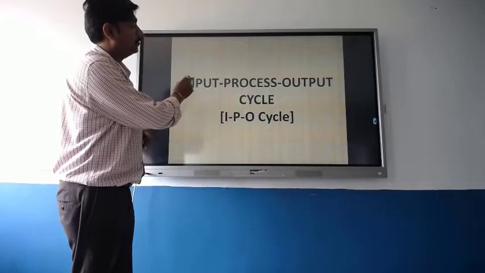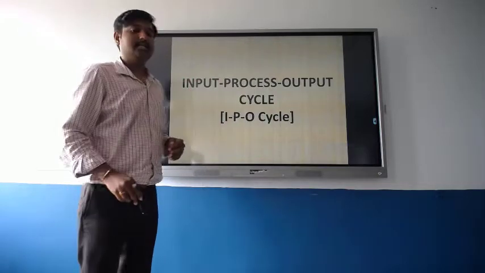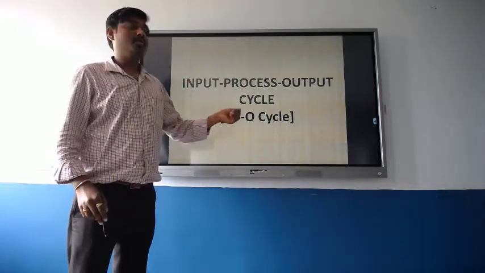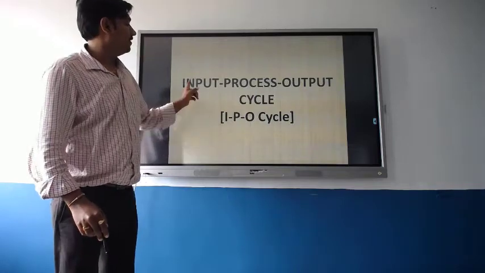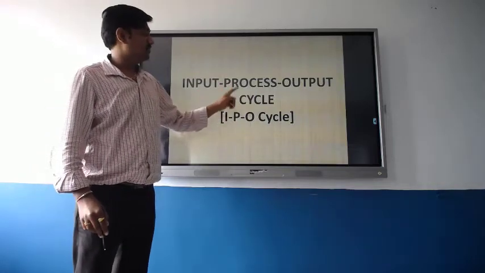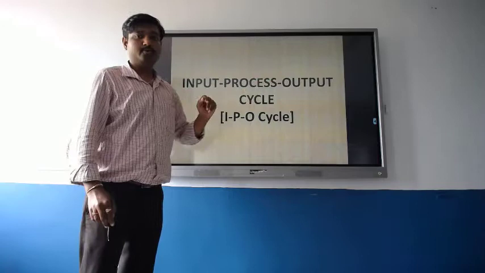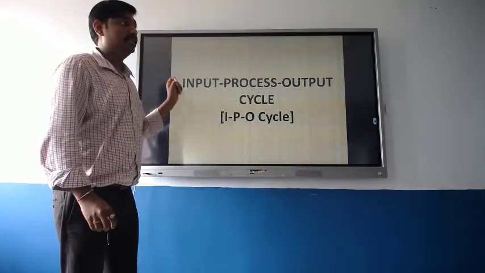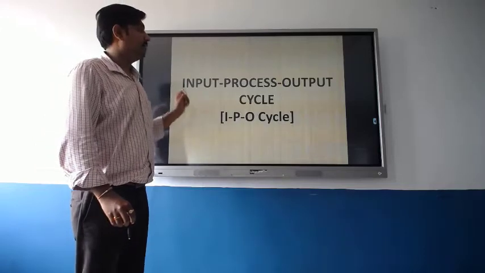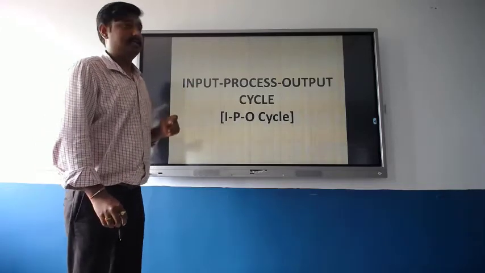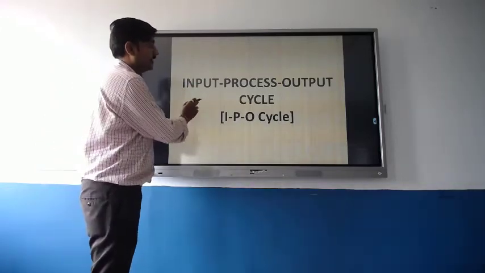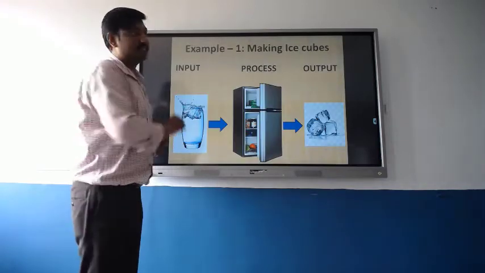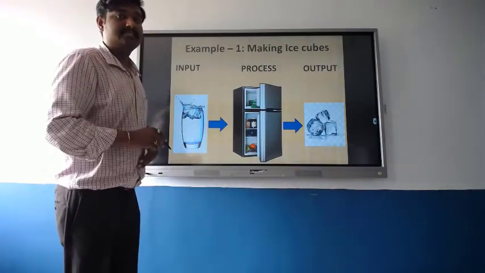Next, the input, process, output cycle. That is the IPO cycle. I stands for input, P stands for process, O stands for output. That is, the computer works on this cycle. Now we'll see what exactly input, process and output are with some real life examples.